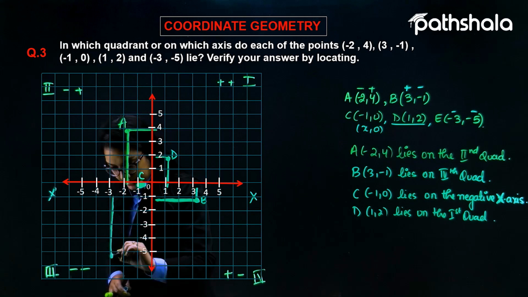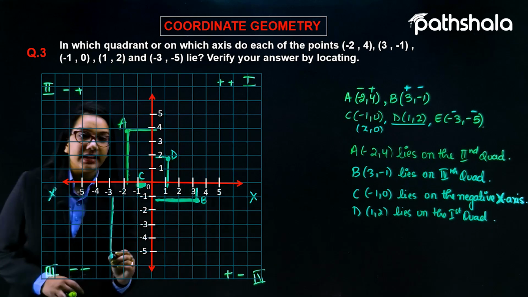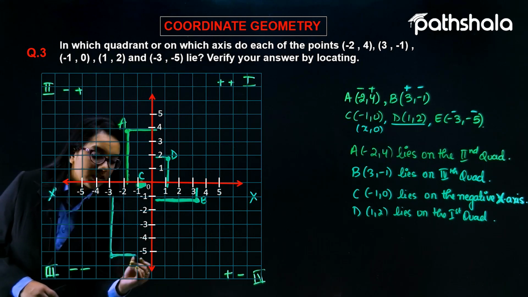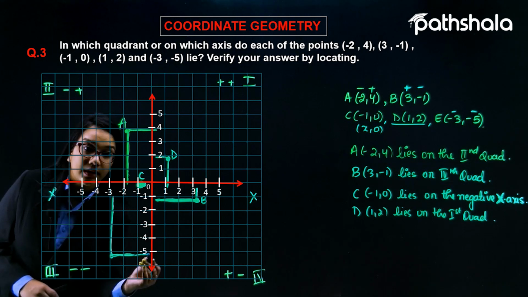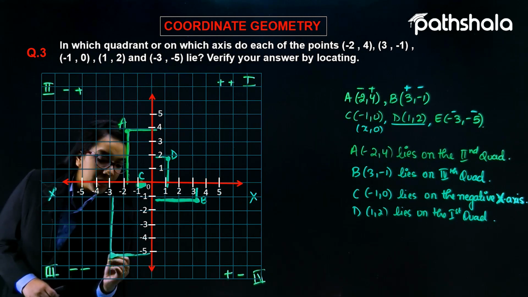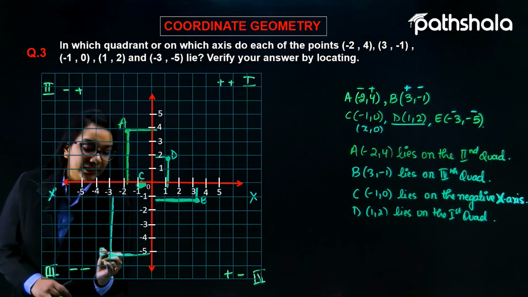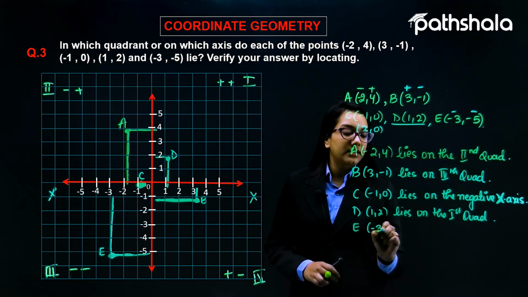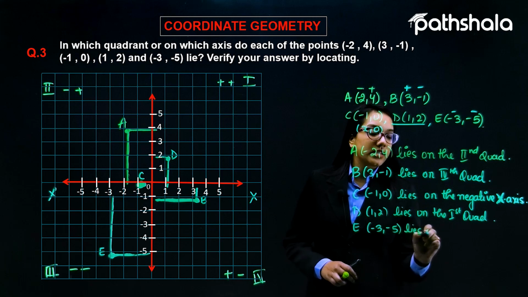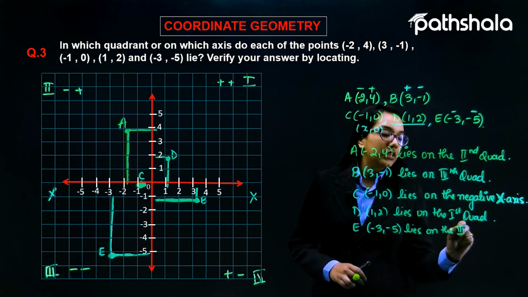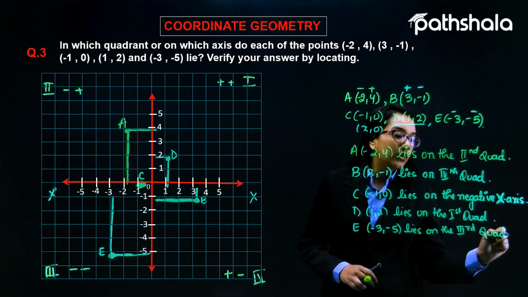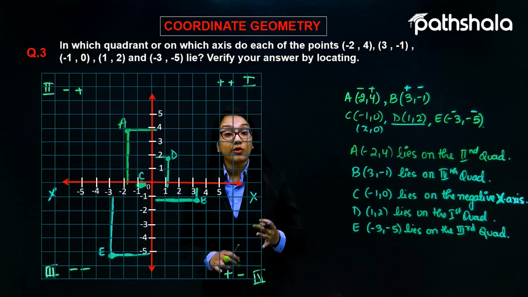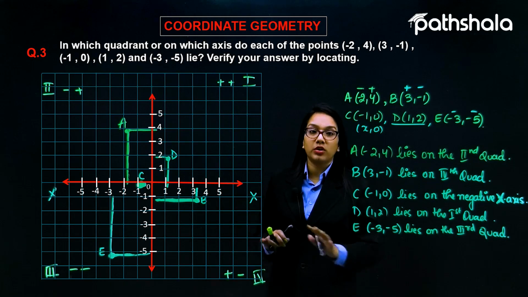So let's just extend it like this, and furthermore we have to extend it in the direction of minus 5. So this is a perpendicular distance again, and after joining it with minus 5, this point is nothing but my point E, which is definitely lying in the third quadrant. So the E point, that is (-3, -5), lies in the third quadrant.